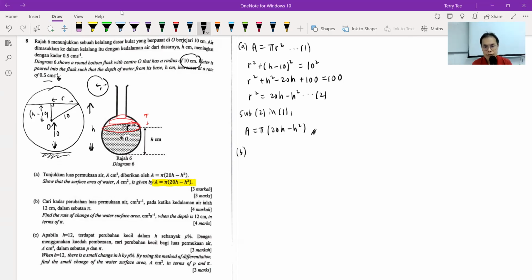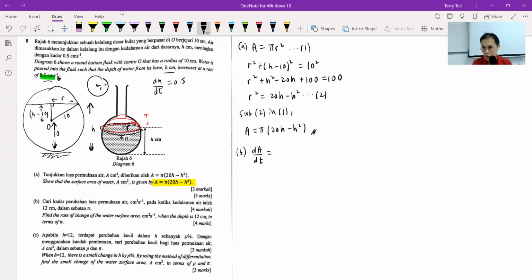Part B, find the rate of change of water surface area when the depth is 12 cm in terms of pi. We want to find the rate of change of water surface. That means you're finding dA/dt, the water surface here. Do you know any other information? Read the whole question. The question says the depth of the water from the base h increases at this rate. That means your dh/dt is 0.5.